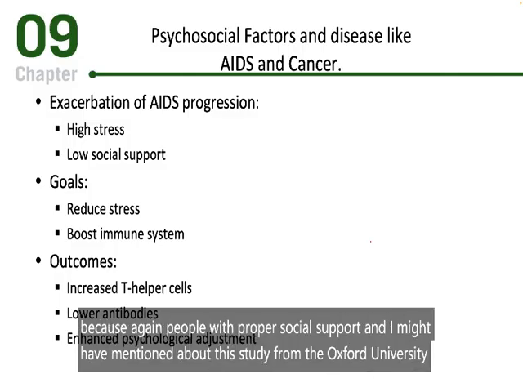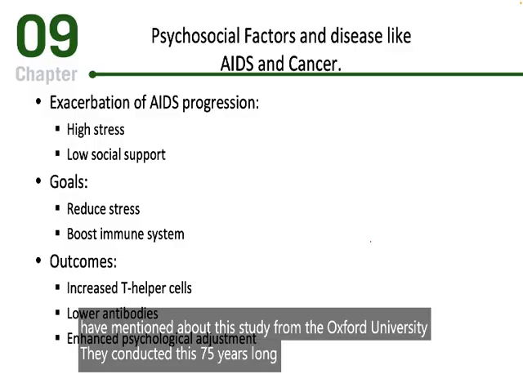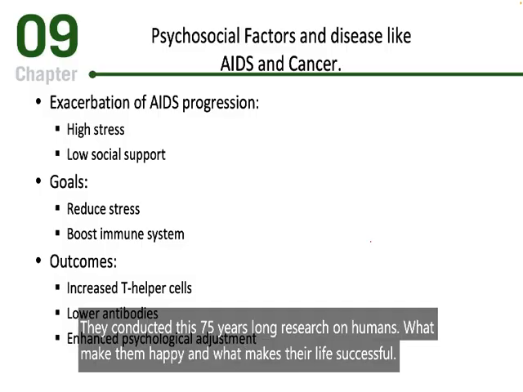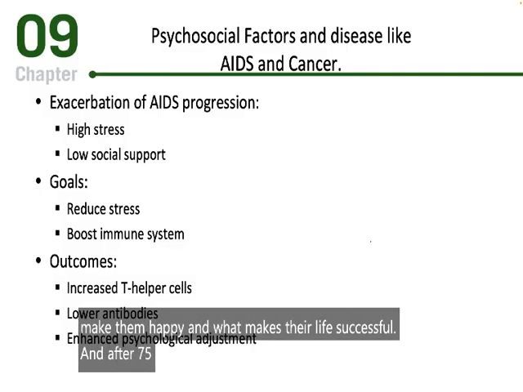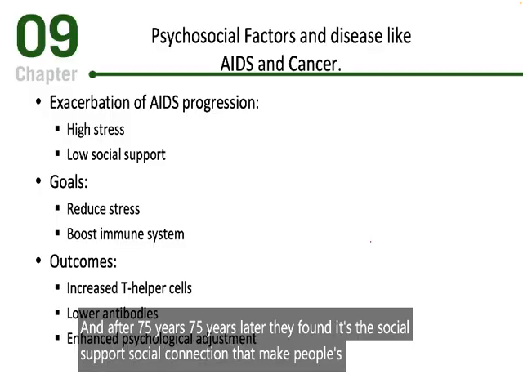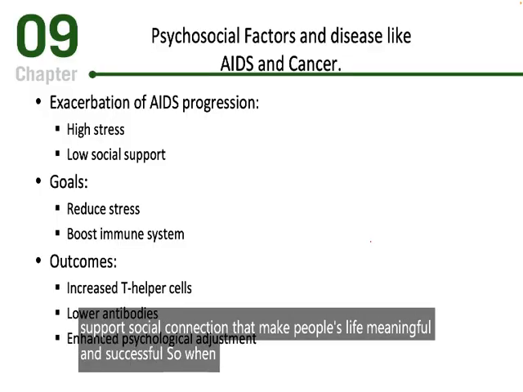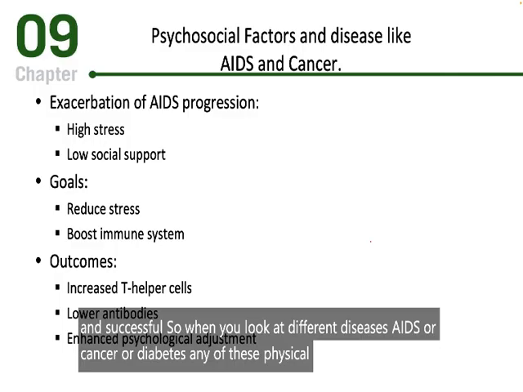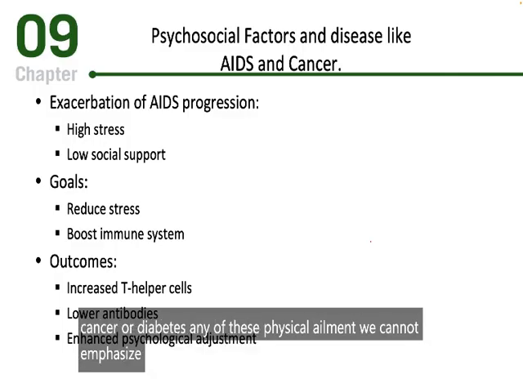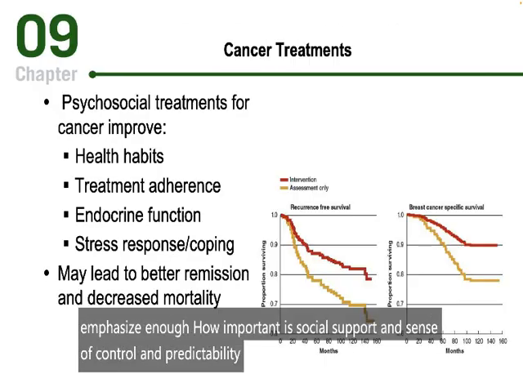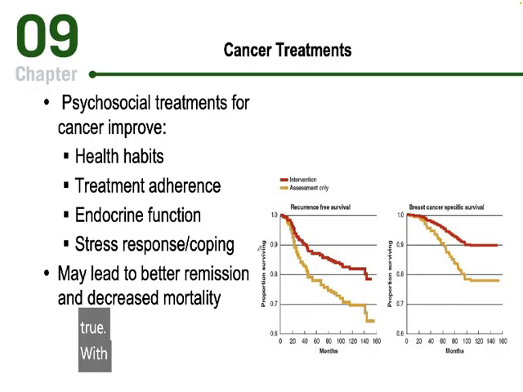They conducted this 75-year-long research on humans, what makes them happy and what makes their life successful. And after 75 years, they found it's the social support, social connection that makes people's life meaningful and successful. So when you look at different diseases, AIDS or cancer or diabetes, any of these physical ailments, we cannot emphasize enough how important social support and a sense of control and predictability of our life are. And the same thing is true with cancer. I think that's what we just mentioned.